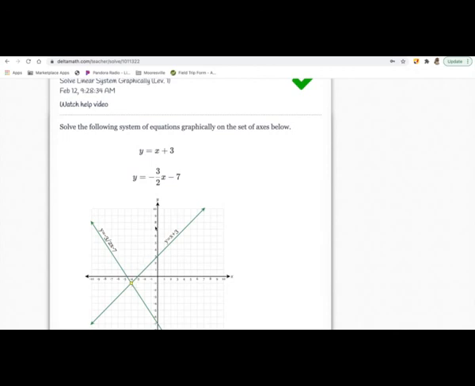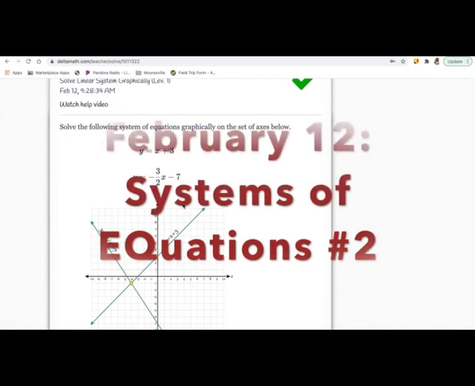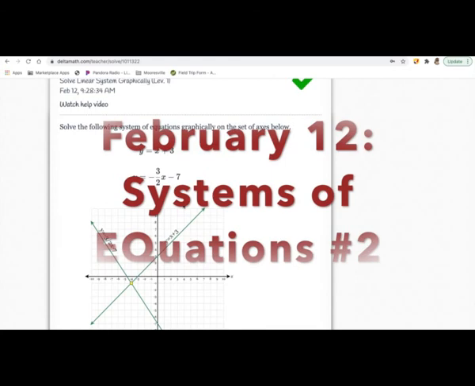So that's it for systems of equations. What I want you to do today is the assignment labeled February 12th, Systems of Equations number 2. Again, February 12th, Systems of Equations number 2.